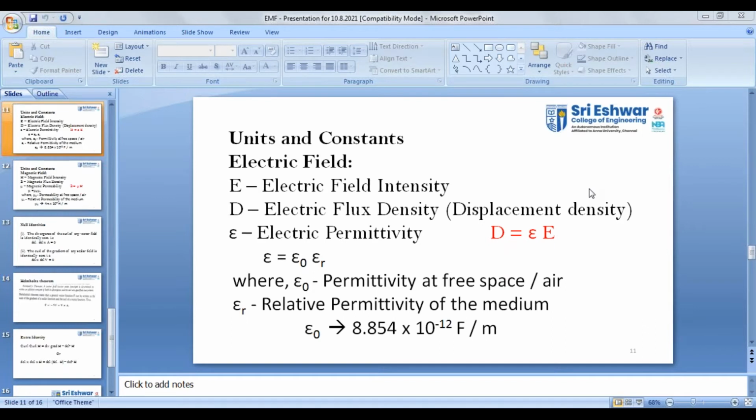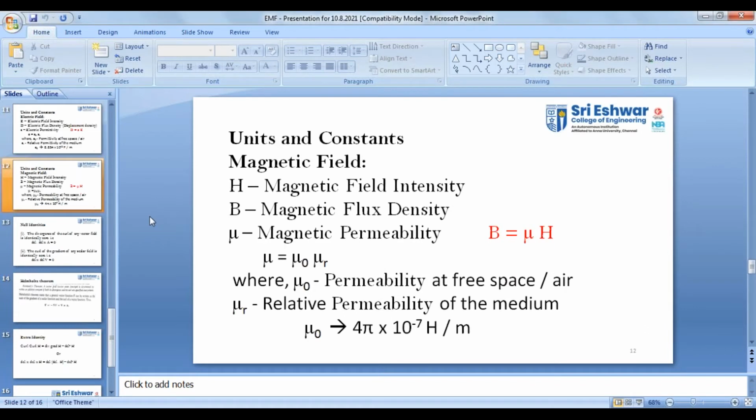Next comes my magnetic field. As far as magnetic field is concerned, H we will be calling magnetic field intensity or magnetic pole strength. B, I'm taking it as magnetic flux density, and I'm going to use some notation for magnetic permeability here. What is this notation named? Can anyone tell?